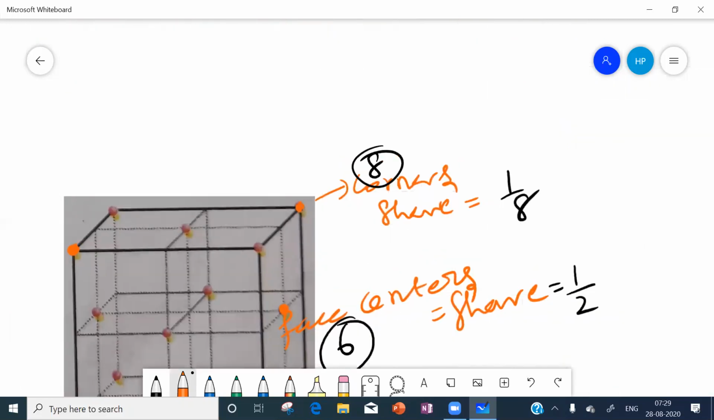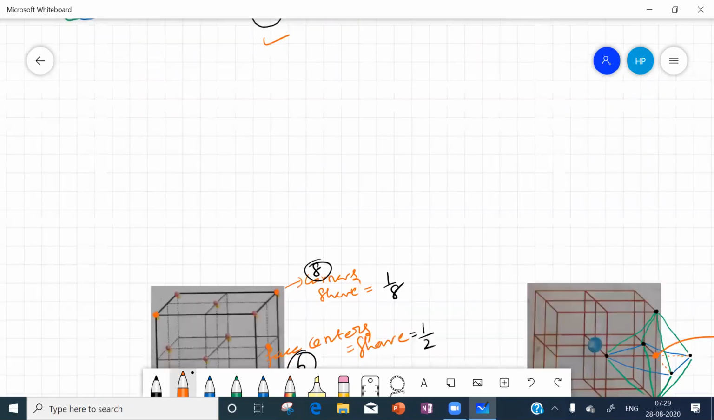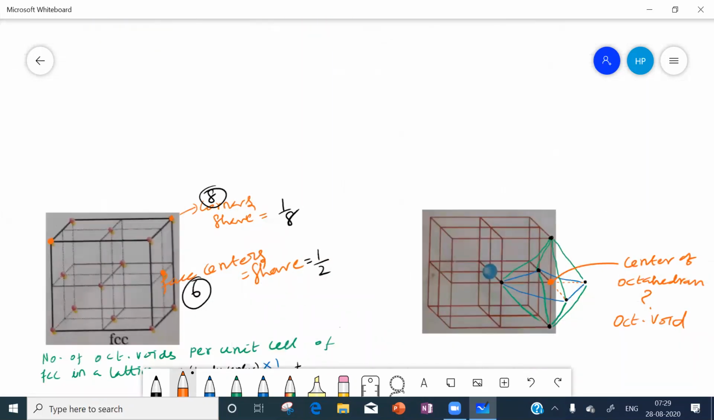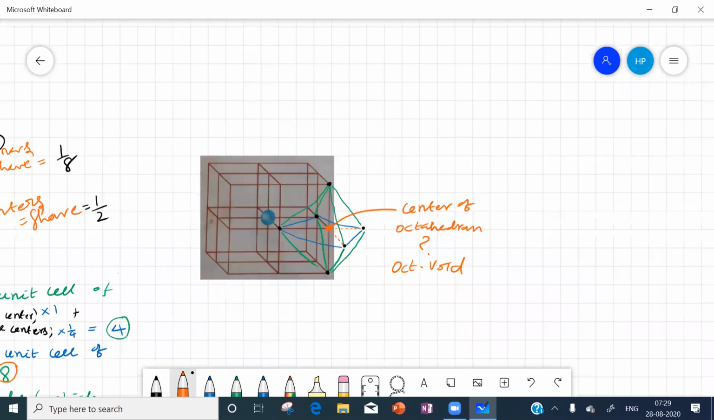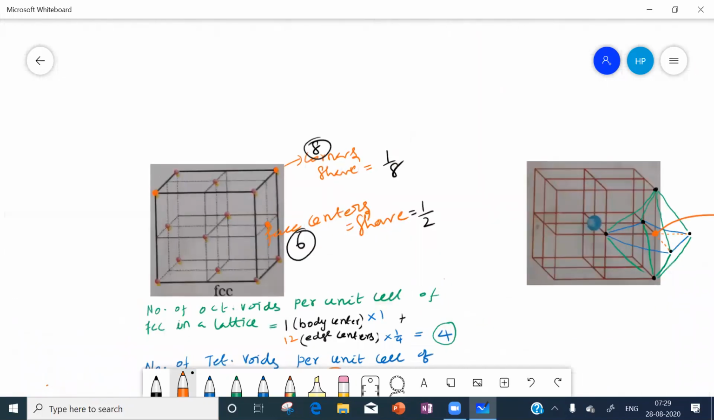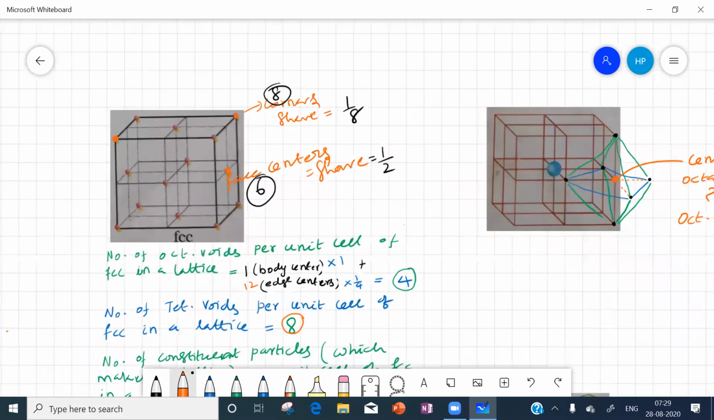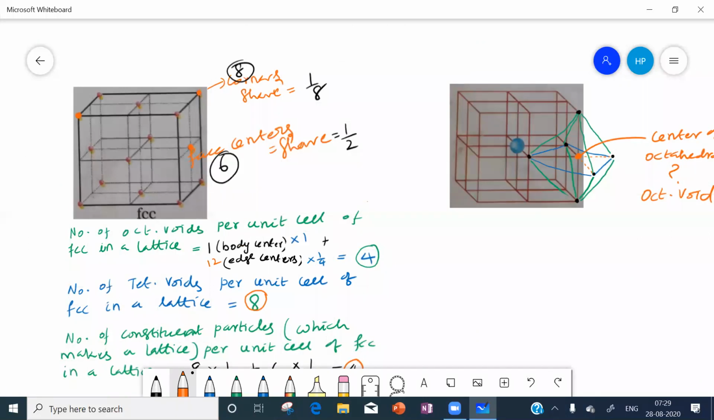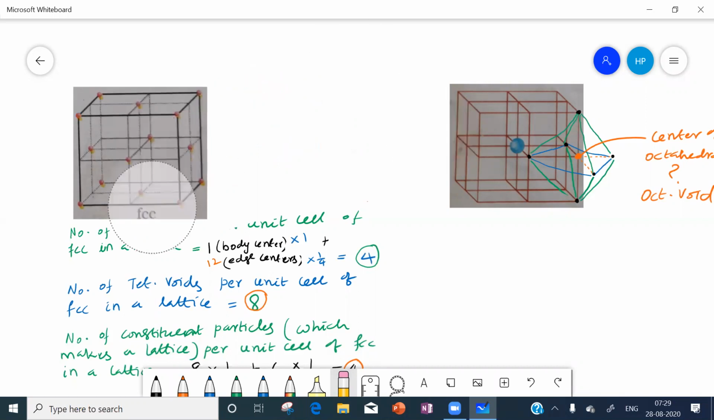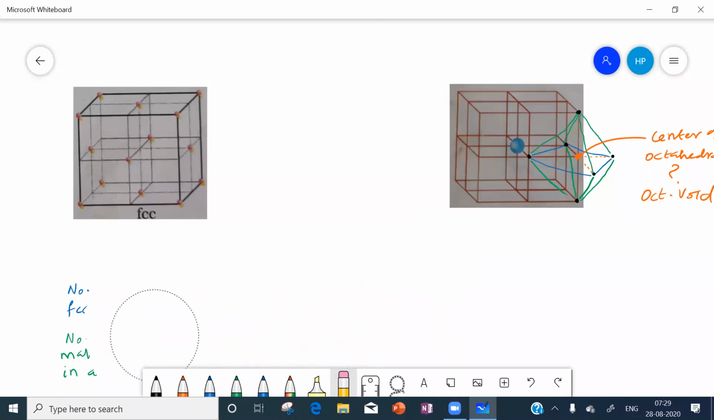Okay. Next we will go for compounds. We will discuss the crystal structures of compounds. Now we are going for the crystal structures of compounds.